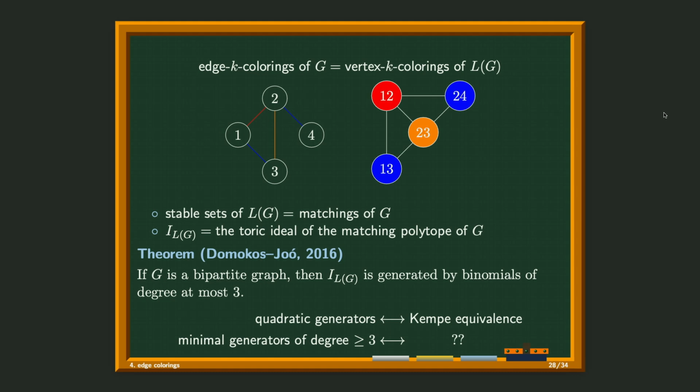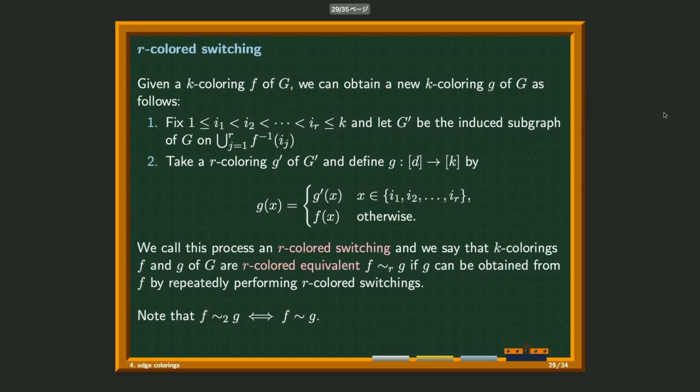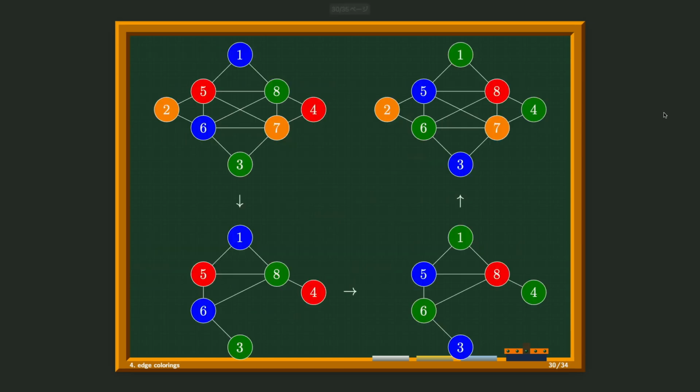So in our quadratic results, the quadratic generators correspond to Kempe equivalence. Then what do minimal generators of degree at least 3 correspond to? For this, we introduce r-colored switching. This is also the formal definition, but I want to explain this definition by this illustration. So we consider these 4 colorings.